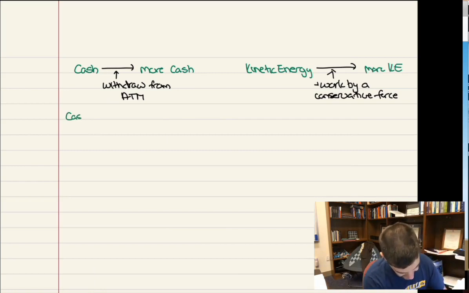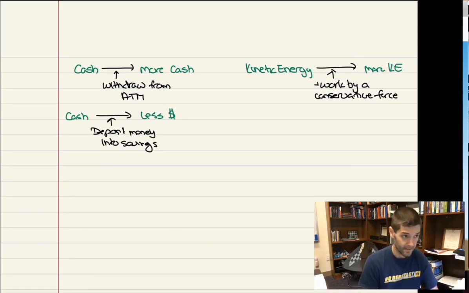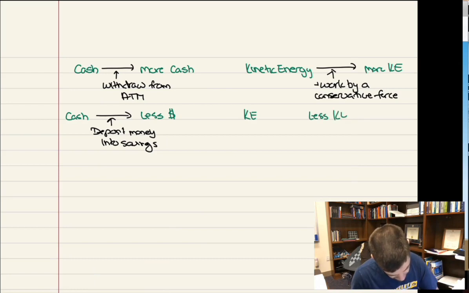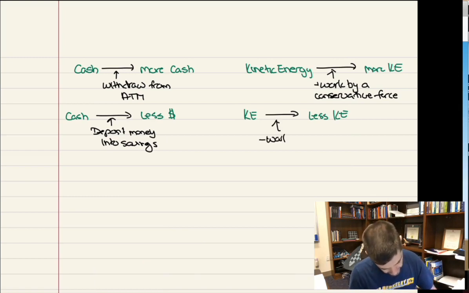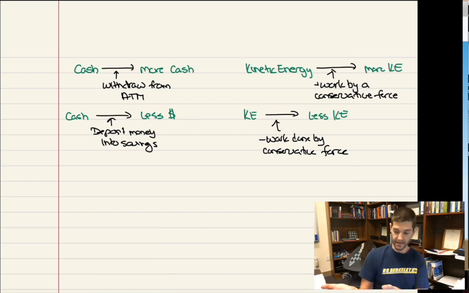Versus the opposite, where you have cash, and then if you deposit money into your account, you ultimately have less cash on hand, but you have cash that is now stored away and can be accessed later. The analogy there is that you have some sort of kinetic energy, and then negative work is done by a conservative force. You, at the end of the day, have less kinetic energy. But that energy was not destroyed. You can think of it as being stored away in some sort of energy savings account that you can get back later on.